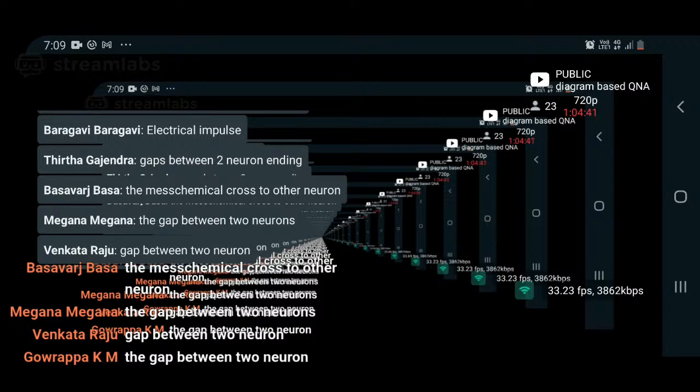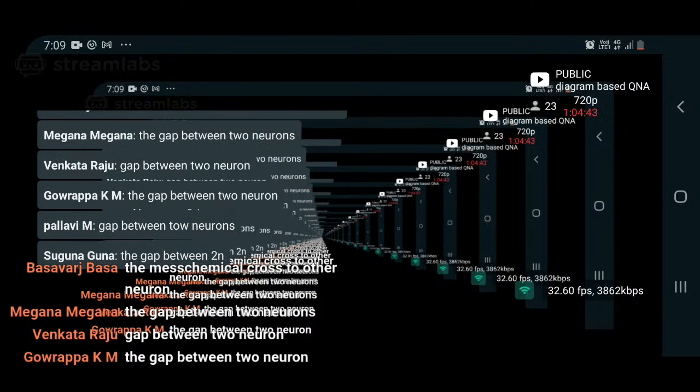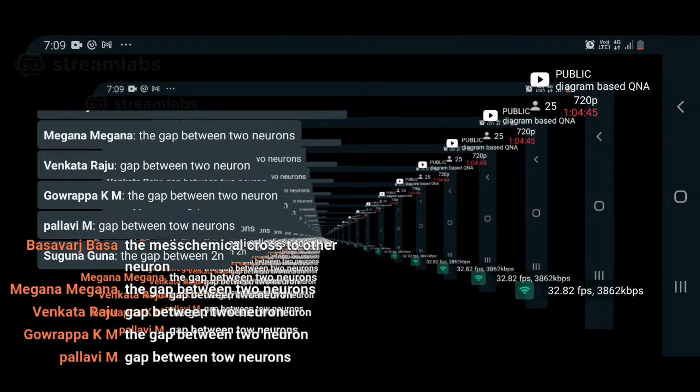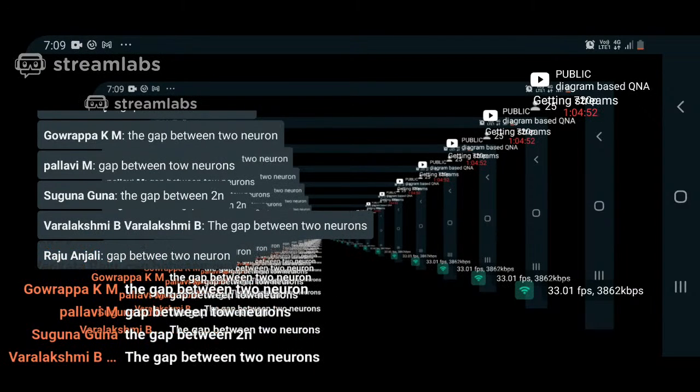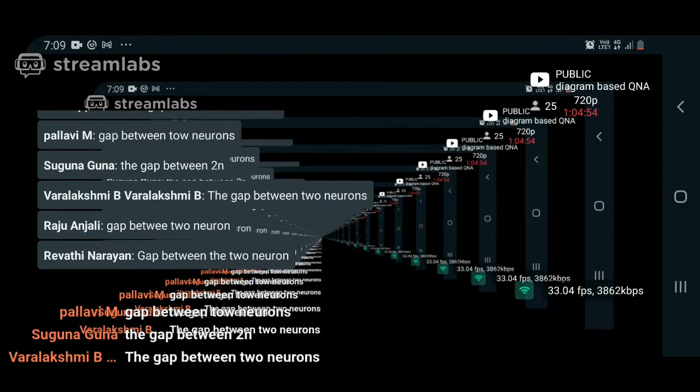Yes, it's correct. A gap between two neurons. A gap between two neurons or neuron endings, right? Both are correct answers.